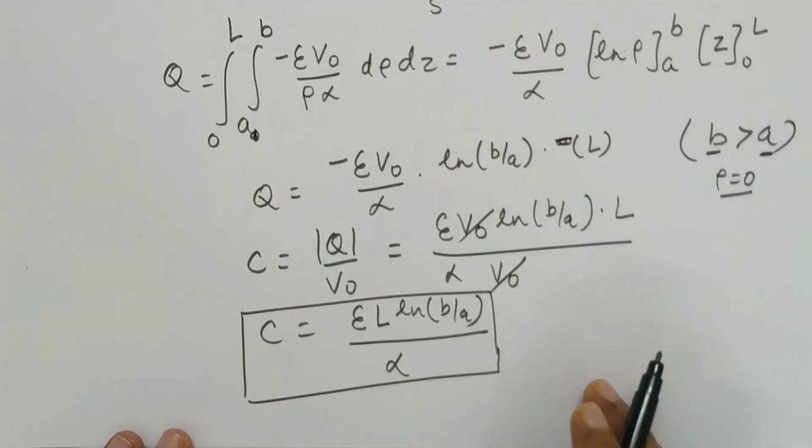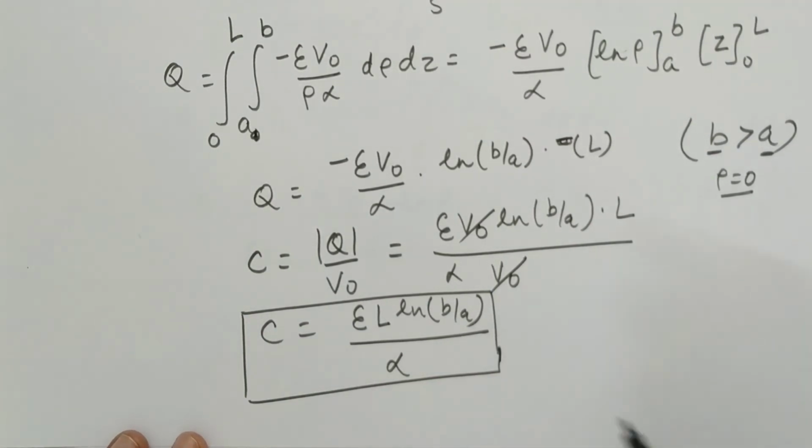So this is how we can calculate the capacitance of radial planes in the cylindrical coordinate system.